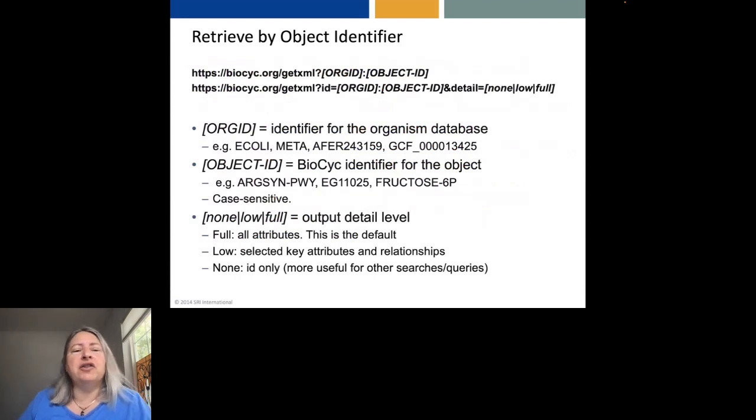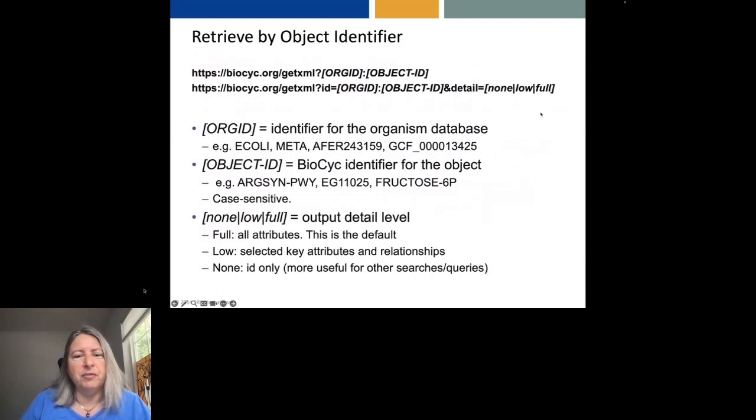So how to actually use our web services to retrieve these objects. The basic one is retrieving it by object identifier. And we showed some of those links within the XML that I just showed you. So the basic format is this get XML. There are two versions of it. You can just have the ID, which is the org ID, colon, and the object ID. Or if you want to actually specify the detail level, you can say the ID equals this, and then the detail level is, and we offer 3 different detail levels.